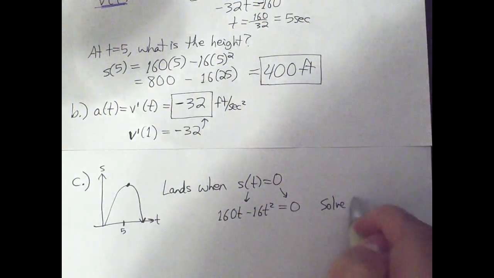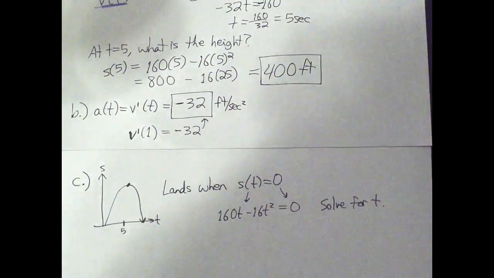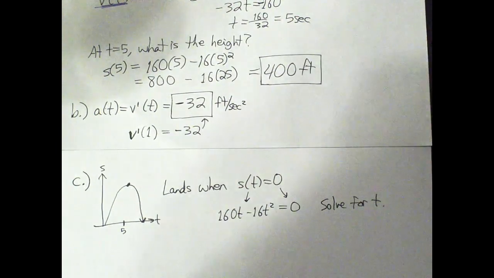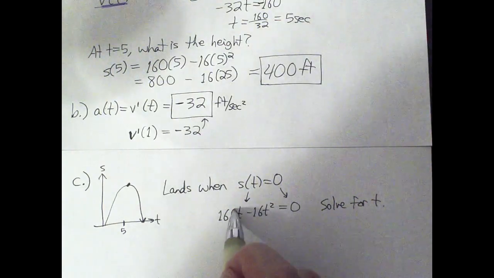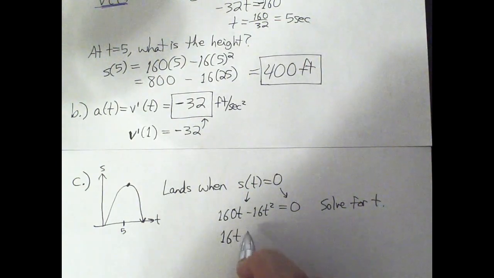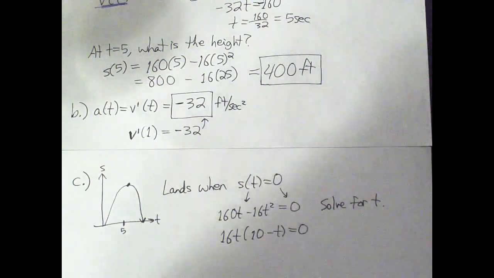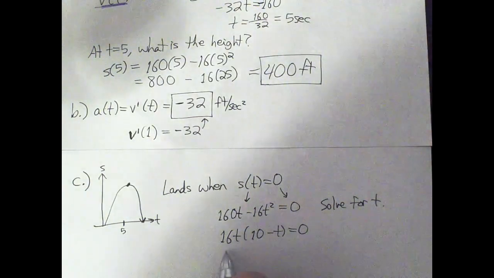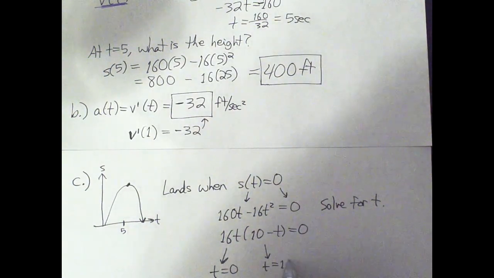Solve for t, because this question was asking us when. Now, everything in this problem was measured in feet and seconds, so I think if we solve this for t, we're going to get some number of seconds. 160t minus 16t squared. This is just an algebra problem now. I think I would factor out 16t. Make it look like this. Looks like we're getting two answers. t equals 0 and t equals 10.